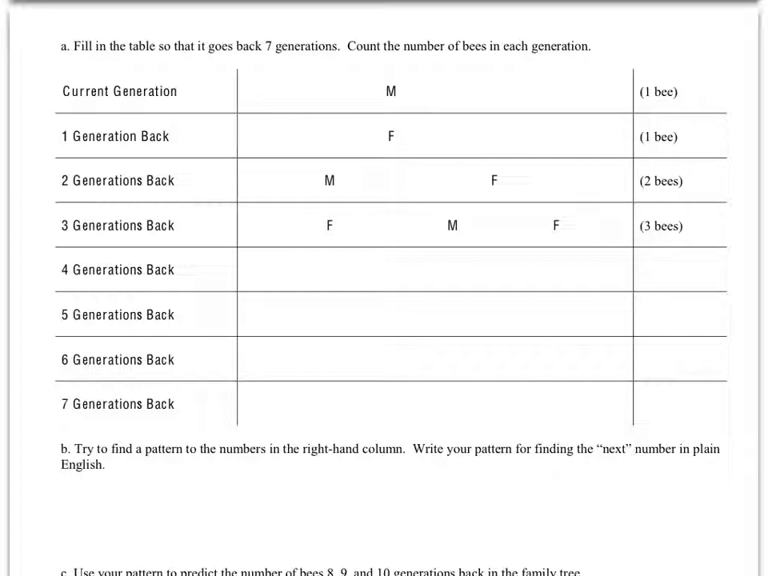Because it's a male, it only has one parent, a female. Now, this female bee has two parents, a male and a female. And then the male bee has one parent, a female, and the female bee has two parents, a male and a female. So this female bee has two parents, a male and a female. The male bee has one parent, which is a female, and this female bee has two parents, a male and a female. And that's a total of 1, 2, 3, 4, 5 total bees.